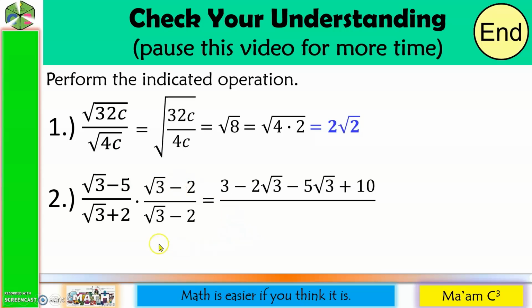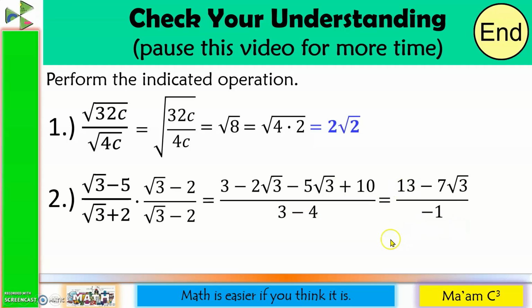For the denominator, square root of 3 squared is 3, always minus. Then 2 squared is 4. 3 plus 10 is 13. Negative 2 minus 5 is negative 7 square root of 3. 3 minus 4 is negative 1.